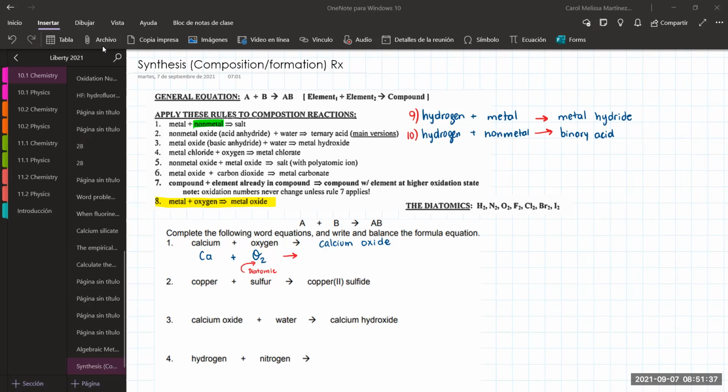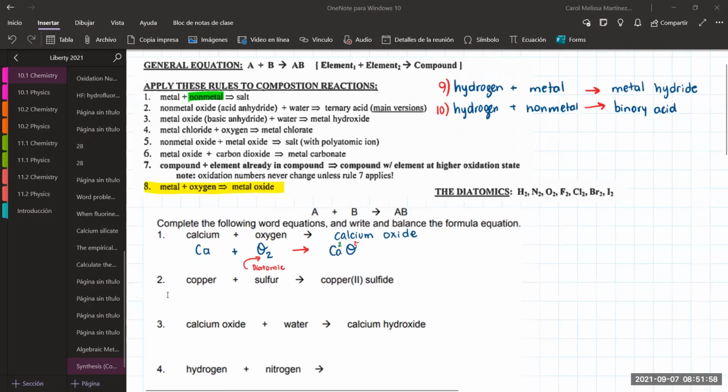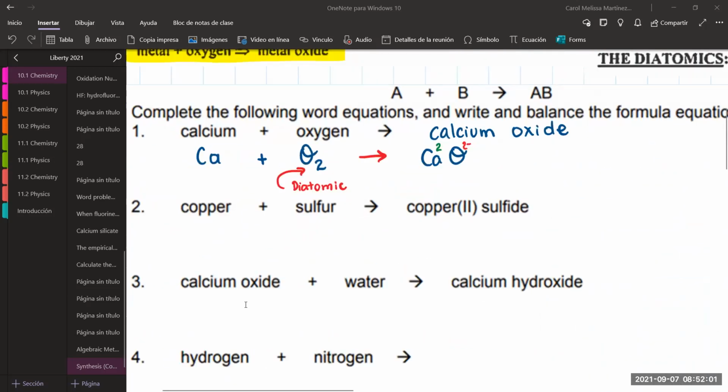To form calcium oxide, you will put the 2 elements and the charges. What is the charge of calcium? Positive 2. What is the charge of oxygen? Negative 2. So what happened with the charges? They get canceled, because they are the same number but different signs. So because you cancel the charges, the formula is going to be like this in the end.